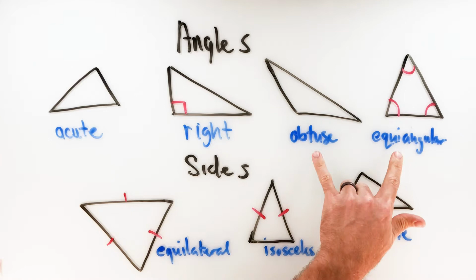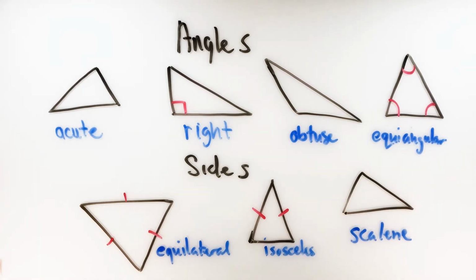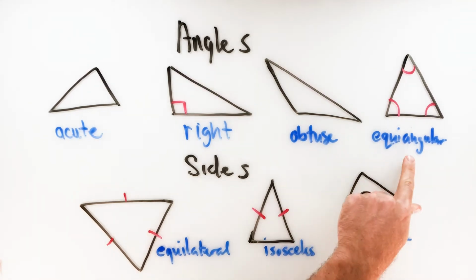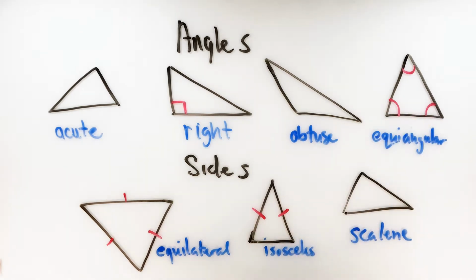Now I want to go back up here for a second. I'm going to think about these two, obtuse and equiangular. An equiangular triangle, again, all three angles are the same. There is a specific angle measure that all three angles will have to be to be equiangular. And that is, all three angles would have to be 60 degrees.